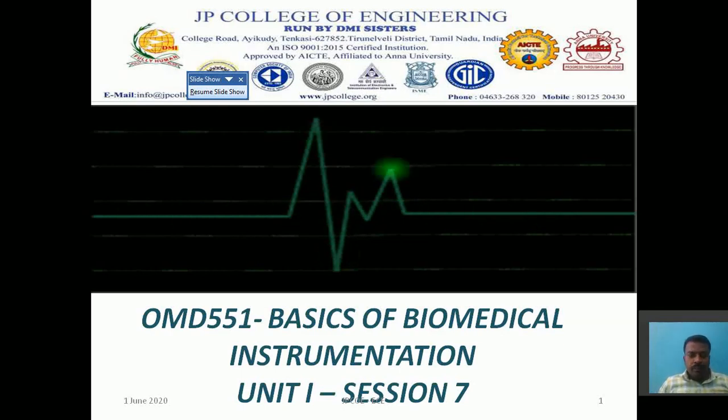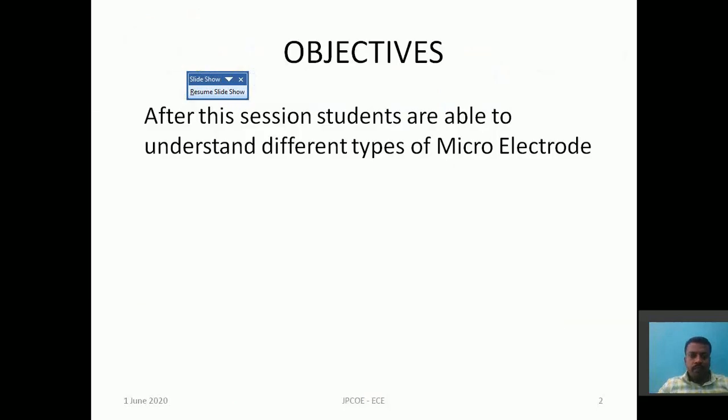Morning. So today we are going to see session 7. Okay, the first unit, session 7, the microelectrode. The objective of this session is that students can understand the different types of microelectrodes. What is micro? Very small size. In mathematics, micro equals 10 to the power minus 6, very small.